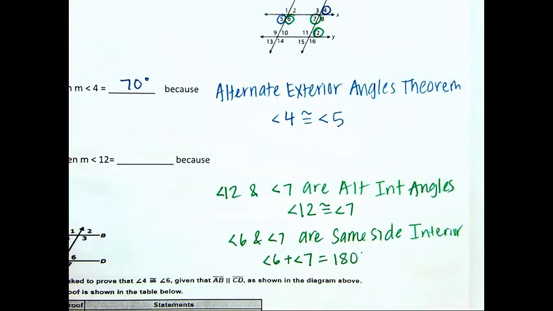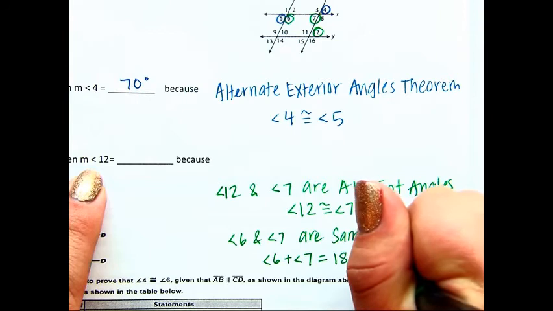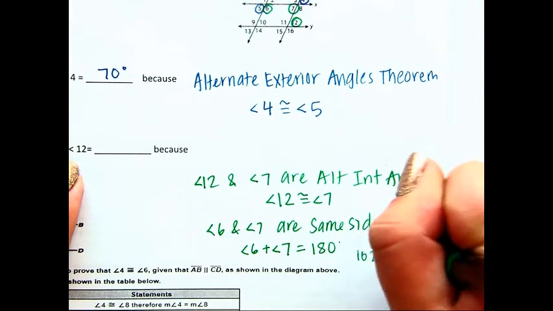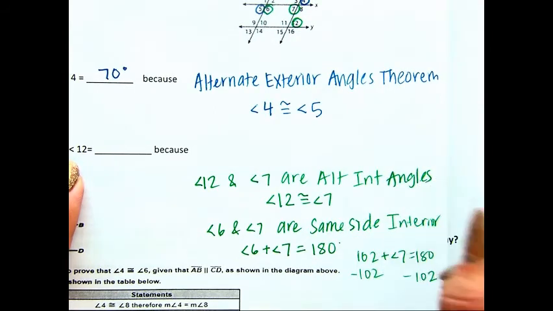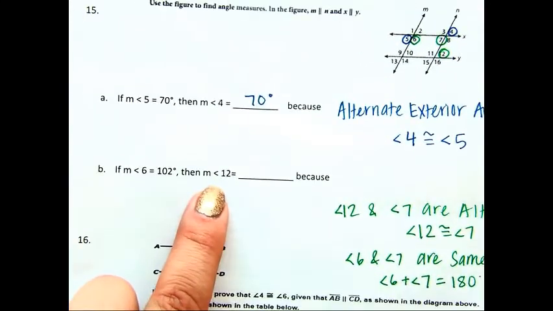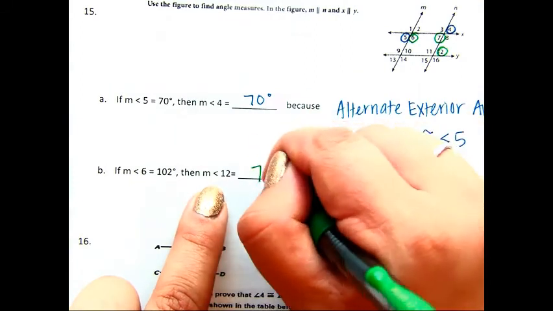So 102 plus something equals 180, and whatever that is, that's what angle 12 is going to be. So 102 plus angle 7 equals 180. Subtract 102 from both sides. So angle 7 equals 78 degrees. So then that means angle 12 is also going to be, since they're congruent, 78 degrees.